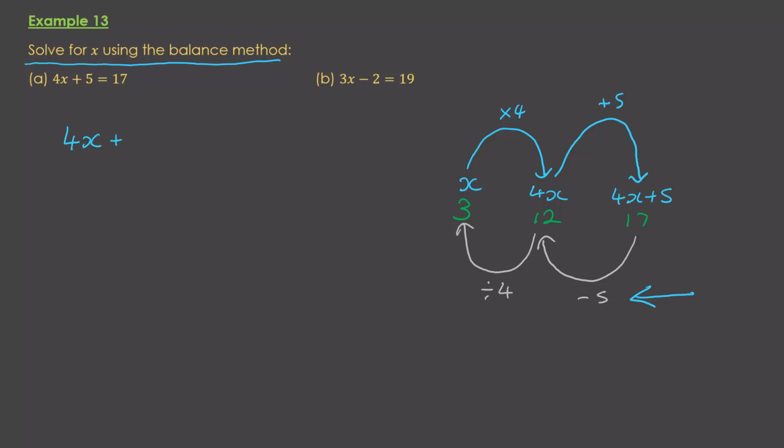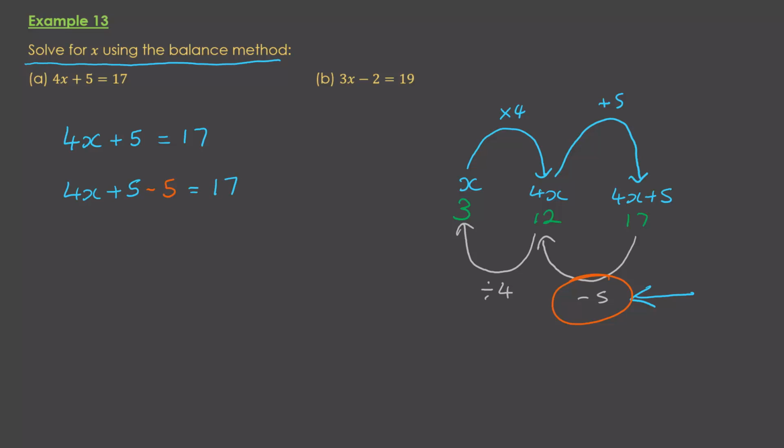So I've got 4x plus 5 equals 17. The first thing that I need to do is subtract 5 from both sides. So I've got 4x plus 5, and then I'm going to take away 5 from that side of the equation.